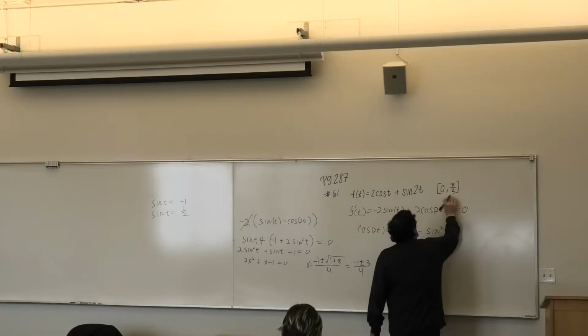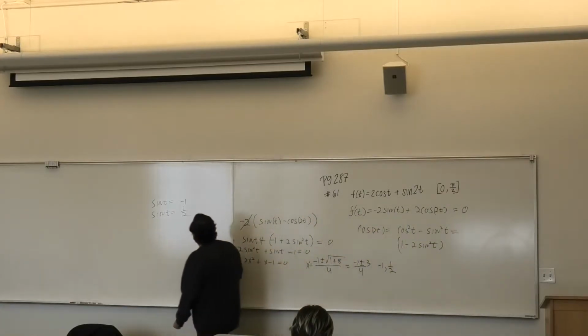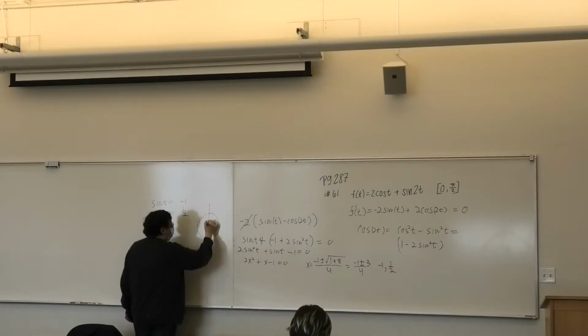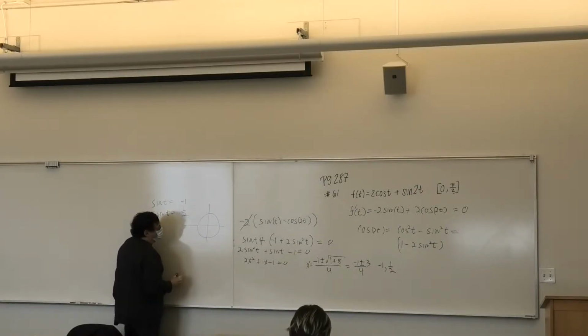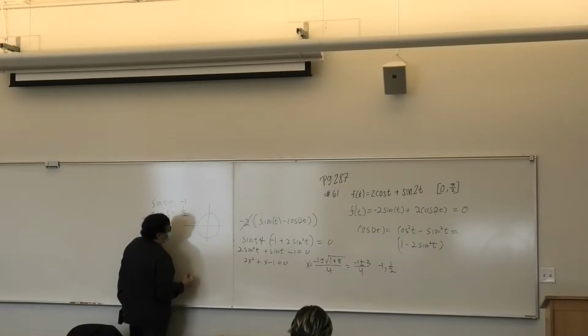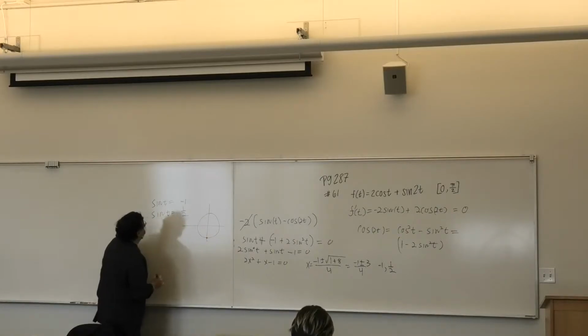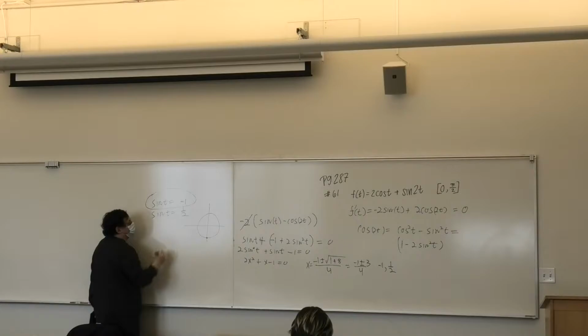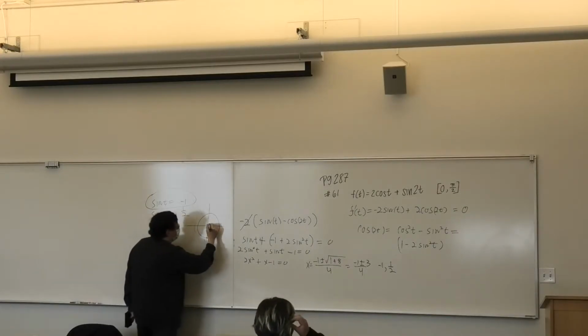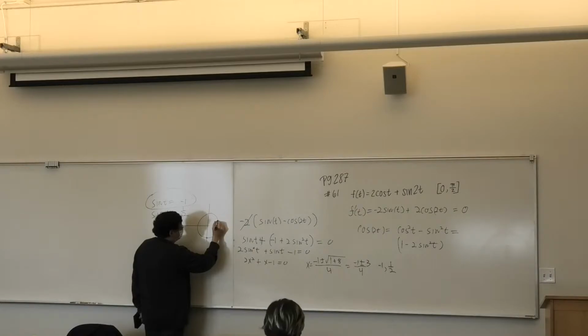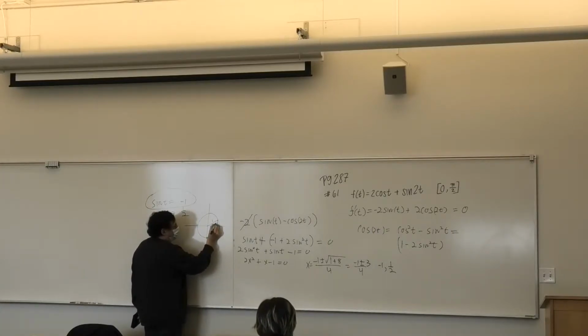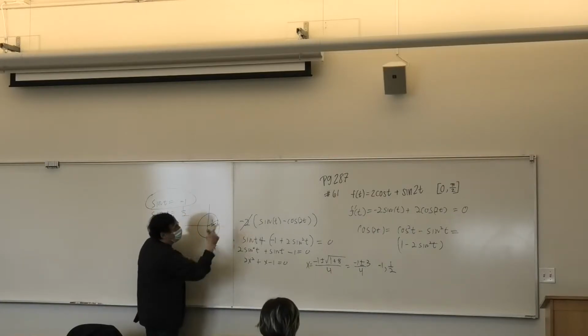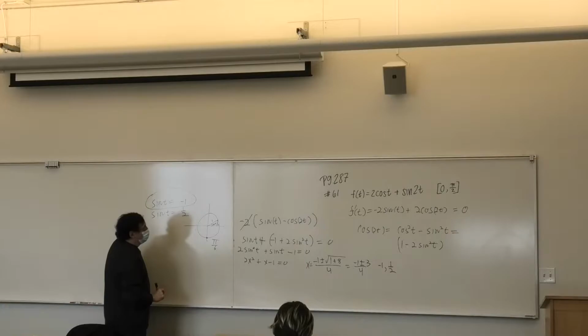Now, we're only looking from 0 to pi over 2. So let's take a look. Where is the sine -1? That would be over here. So that's out. Sine could be a half, and that is a 30-degree angle, or pi over 6, which does fit there.